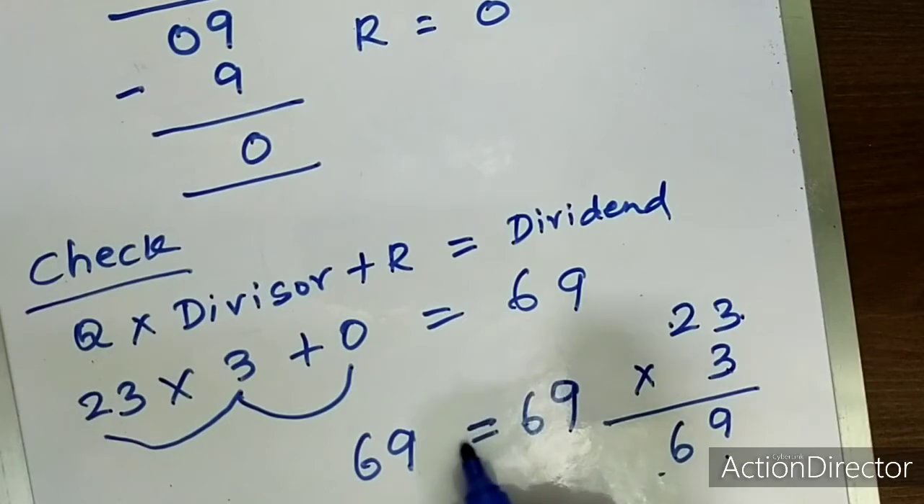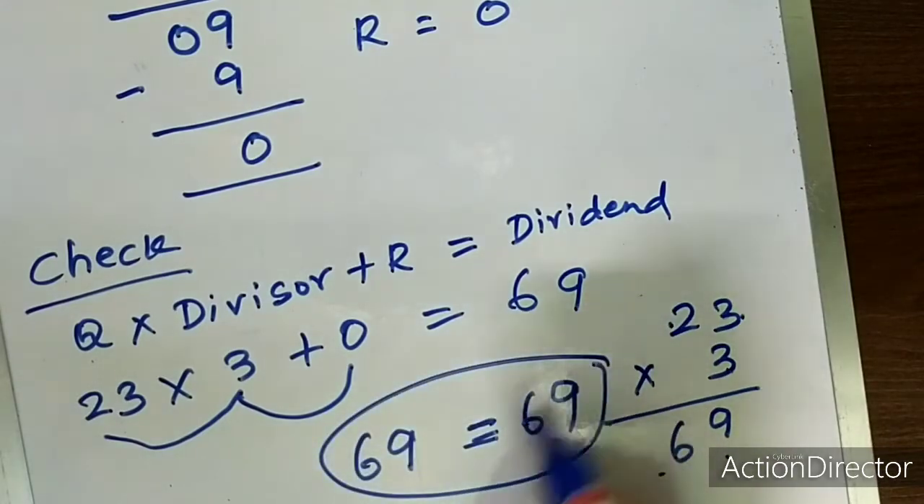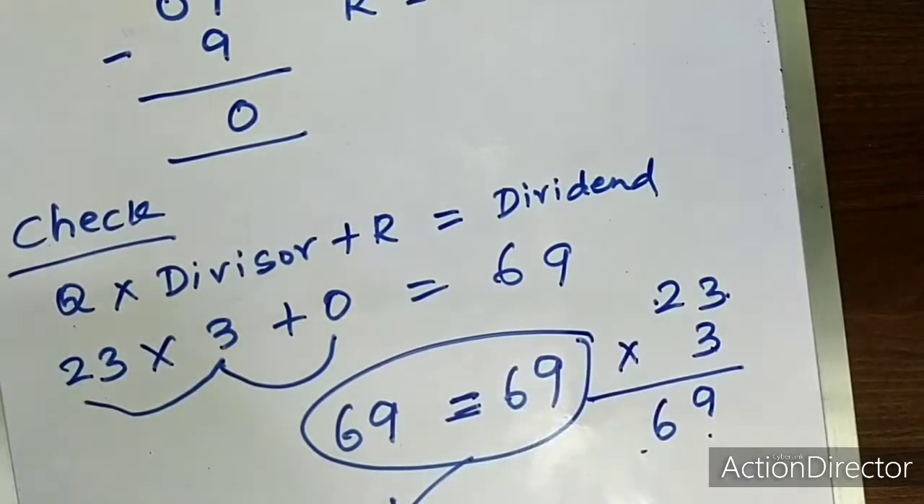So we got the equal to sign. Both the numbers are the same, so our answer is correct. This is how you will check the answer. Very easy if you know tables. If you don't know tables, it is very tough for you. So please learn the tables.